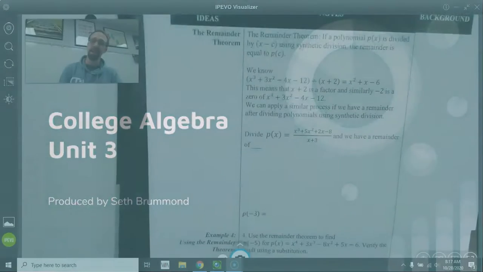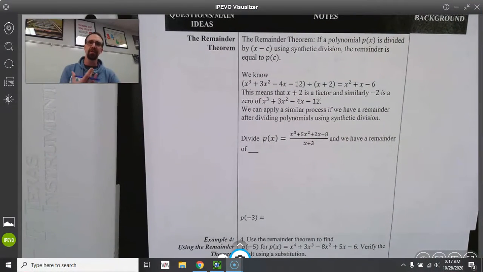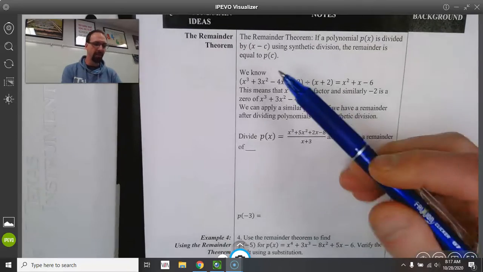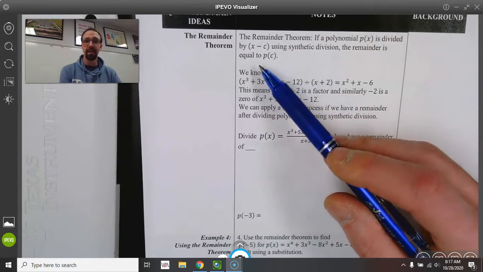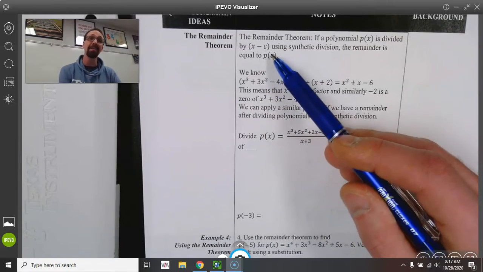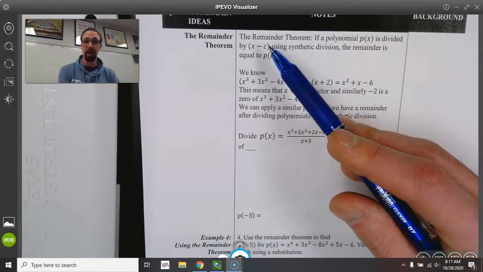Today we're going to be talking about the remainder theorem. The remainder theorem essentially is saying that if you divide a polynomial by x minus c, then whatever your remainder is equal to if you plugged in that c value back into your polynomial.